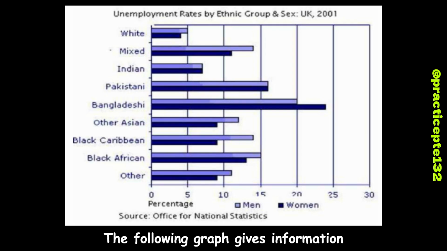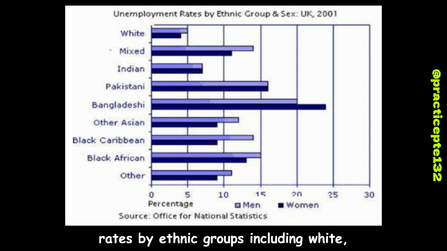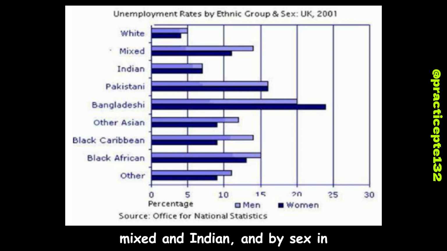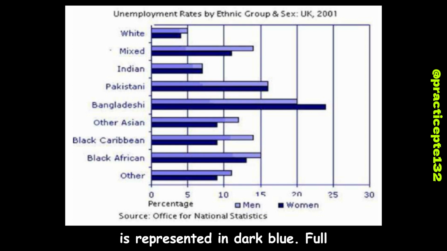The following graph gives information about unemployment rates by ethnic groups, including white, mixed and Indian, and by sex in the UK in 2001. Men are represented in light blue and women are represented in dark blue.